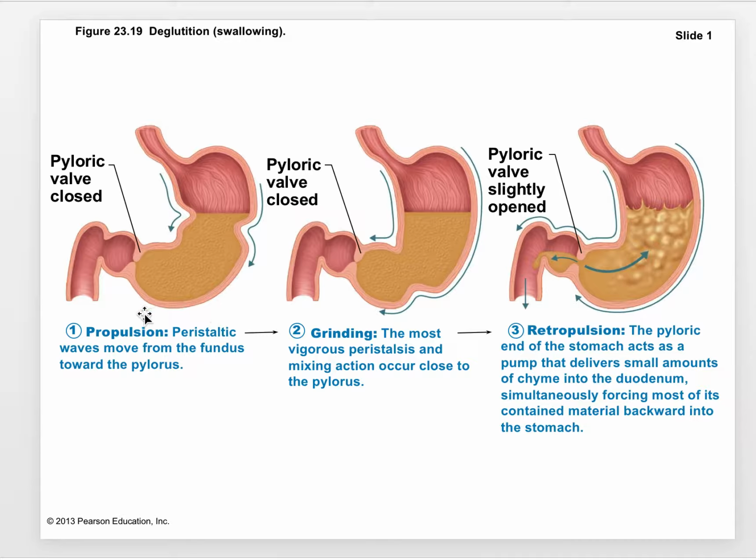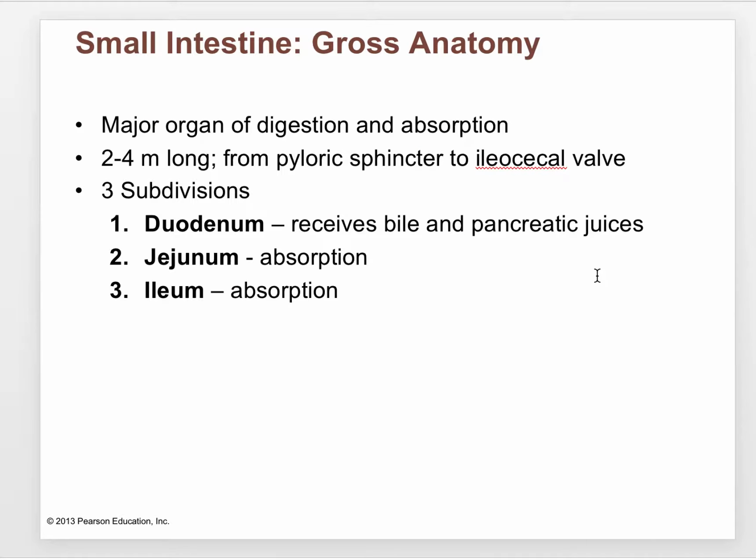Here it shows the flow of the bolus of food and the chyme throughout the stomach. You have a propulsion, peristalsis type wave that pushes the mass of food down towards the pyloric valve. Grinding, vigorous peristalsis and mixing occurs closer to the pylorus. And retropulsion is when the pyloric end of the stomach acts as a pump that delivers small amounts of the chyme into the duodenum, simultaneously forcing most of the material backward in the stomach, so it kind of goes back. So it pushes some into the duodenum and some goes back to the stomach for further grinding.